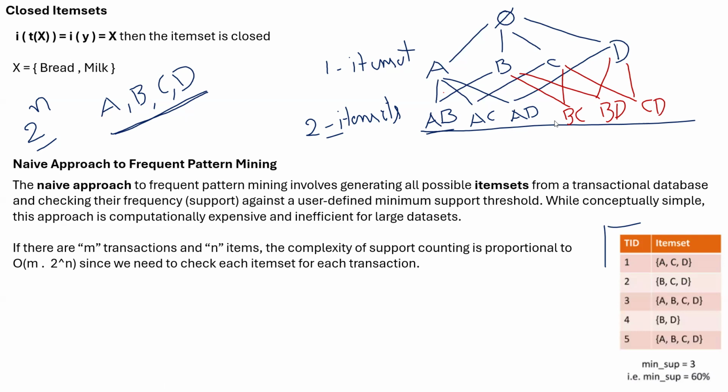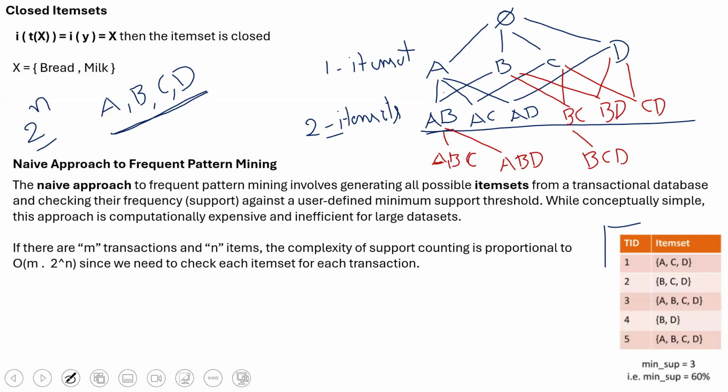The next step would be to create the three item sets. Three item sets means, look at this: A, B, A, C will become A, B, C. A, B, A, D will become A, B, D. That is done, A is done. Now B, C and B, D becomes B, C, D. Now B is done.